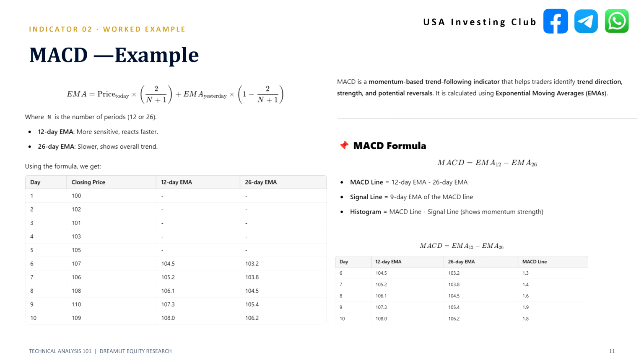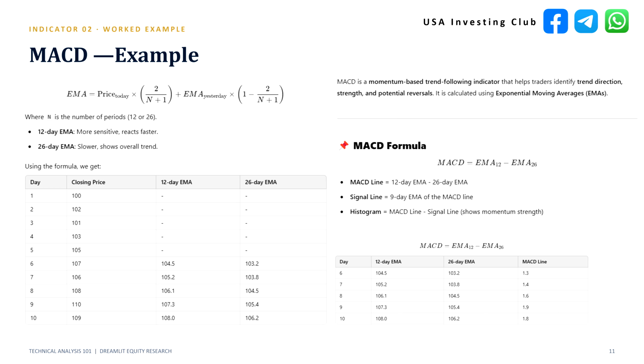The MACD line, remember, is just a fast EMA minus the slow EMA. On day 6, that's 104.5 minus 103.2 equals 1.3. Continuing forward, day 7, 105.2 minus 103.8 equals 1.4. Day 8, 106.1 minus 104.5 equals 1.6. Day 9, 107.3 minus 105.4 equals 1.9. Day 10, 108.0 minus 106.2 equals 1.8.